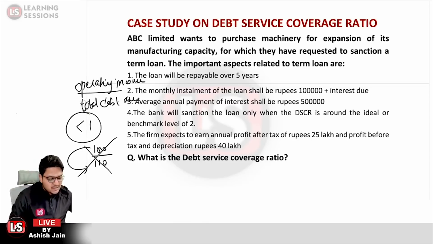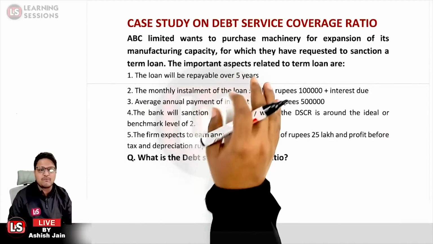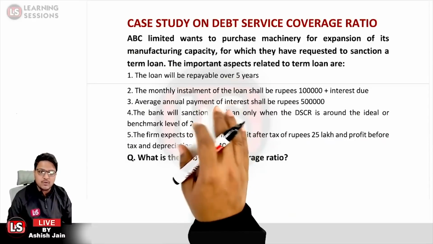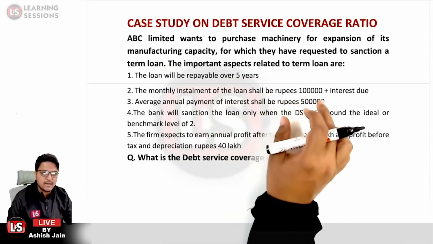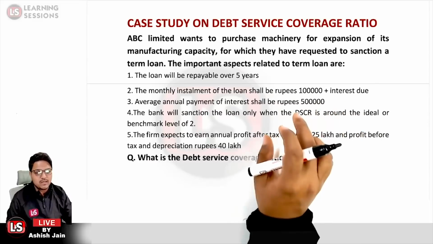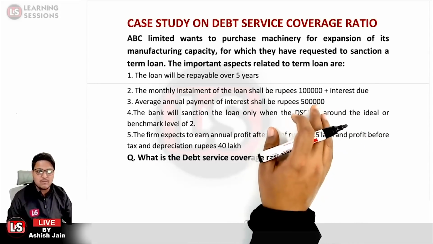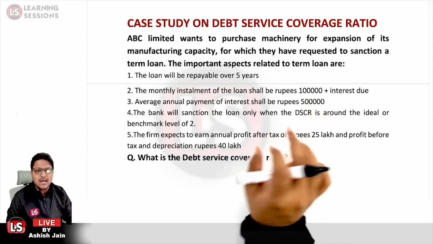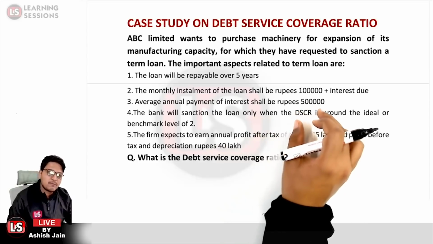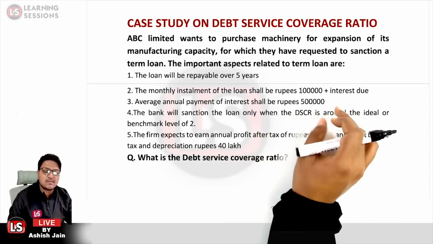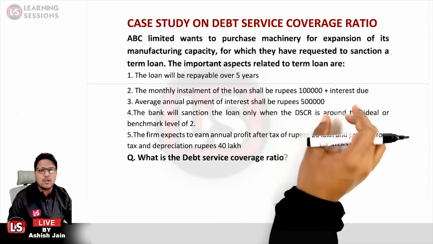Okay, so let us take the question now. The points given are that the loan will be repayable over 5 years. So that is the tenor of the loan. The monthly installment of the loan shall be rupees 1 lakh plus interest due. Whatever the interest charged, the EMI to be given per month is rupees 1 lakh. The average annual payment of interest shall be 5 lakh rupees. That is related to the annual payment of the interest.